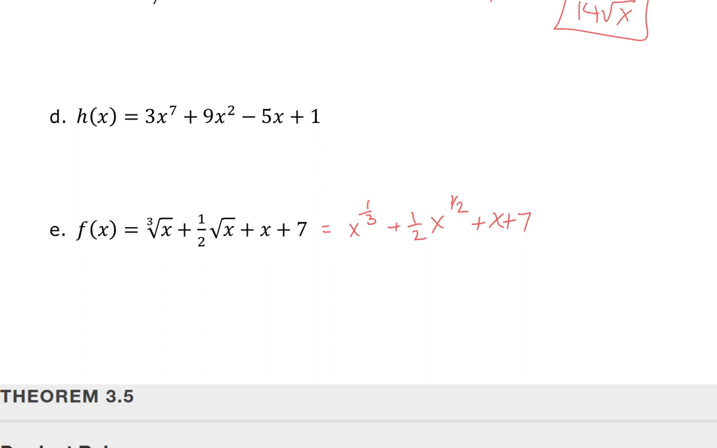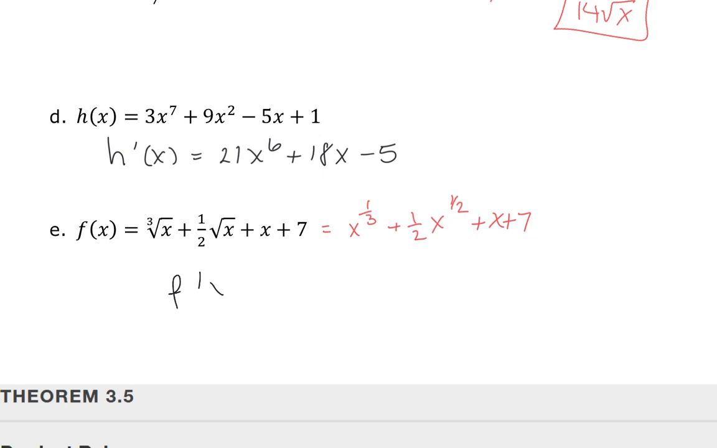Welcome back. Hopefully you have h prime of x is equal to 21x to the 6th plus 18x minus 5. Because the 7 and the 3 multiply, and I drop a power. The 2 and the 9 multiply, and I drop a power. The 5 and the 1 multiply, and I drop a power. And x raised to the 0 is 1.